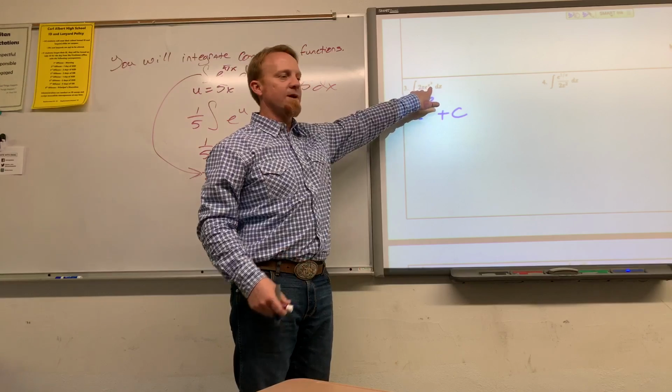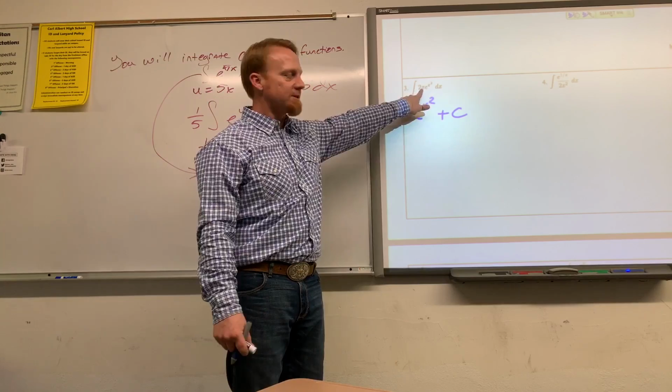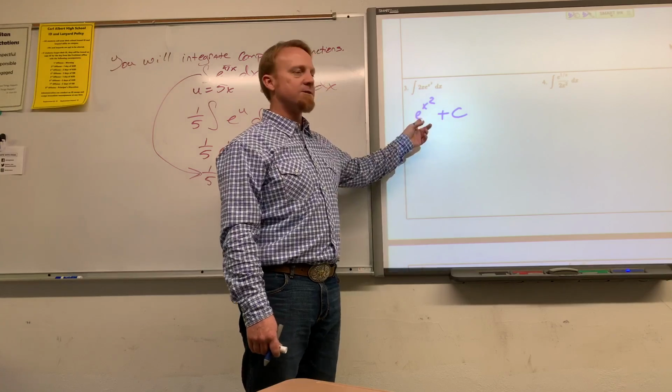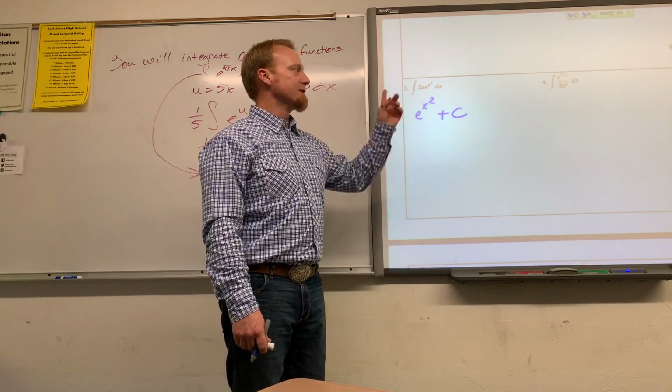Well, what's the derivative of x squared? 2x. There it is. So it's a perfect match. So then all I need is the e. So whenever your derivative is a perfect match, it's always just going to be whatever your e is. Can you do it in your head on 4, or do you have to work it out? I would work on 4.